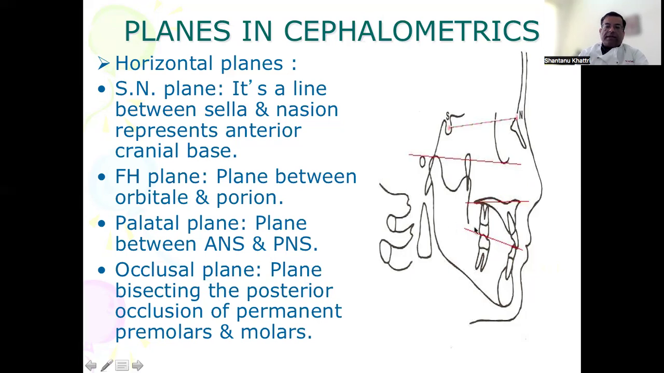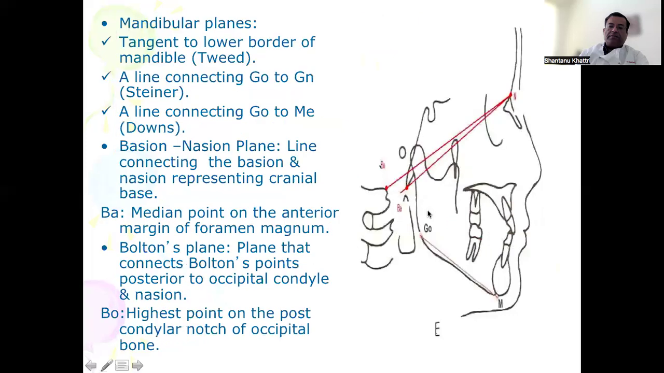Occlusal plane, the plane bisecting the posterior occlusion of permanent molars and premolars. Mandibular plane, a tangent to the lower border of the mandible if you are doing Tweed's analysis. A line connecting gonion to gnathion in Steiner analysis. A line connecting gonion to menton in Downs analysis.